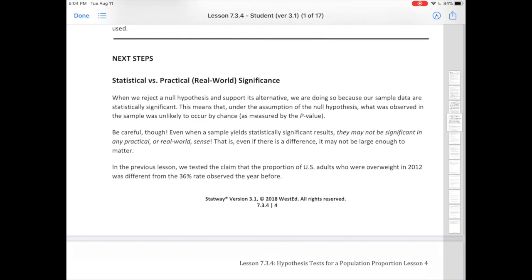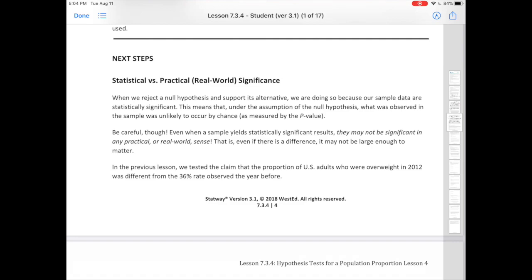Next steps. Statistical versus practical or real-world significance. When we reject a null hypothesis and support its alternative, we're doing so because our sample data are statistically significant. This means that, under the assumption of the null hypothesis, what was observed in the sample was unlikely to occur by chance, as measured by the p-value. Okay, but be careful though. Even when a sample yields statistically significant results, they may not be significant in any practical or real-world sense. That is, even if there is a difference, it may not be large enough to matter.